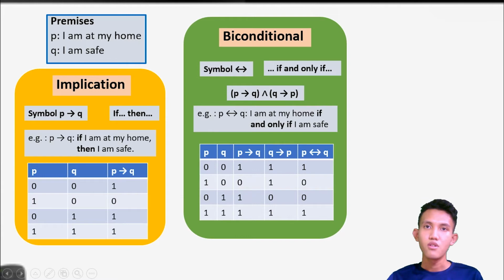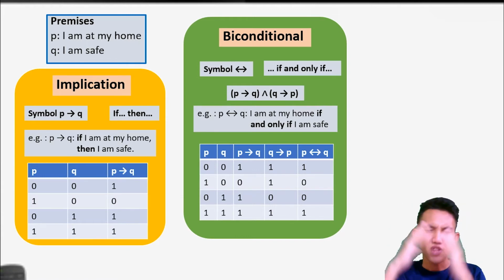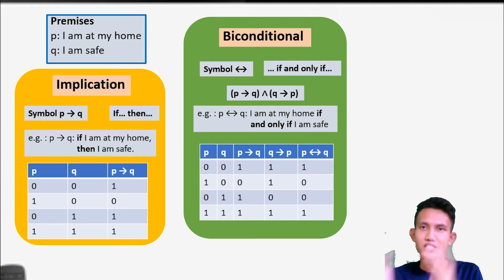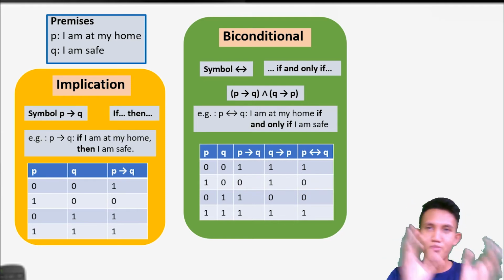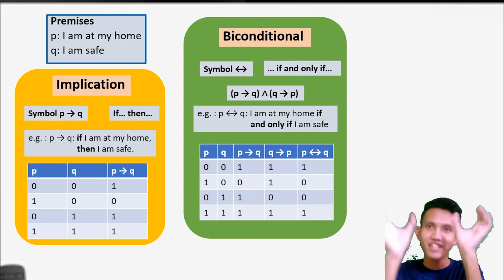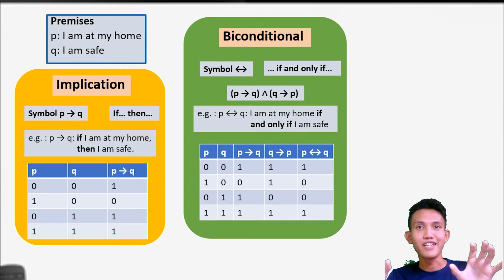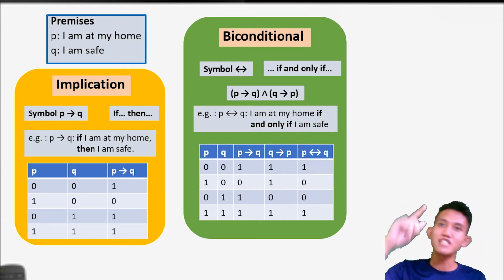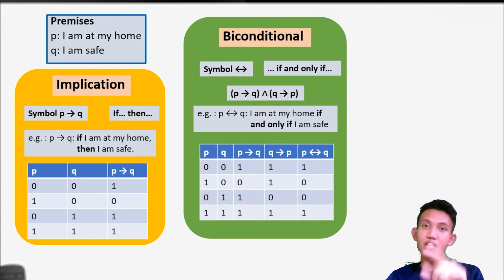P0, Q0, we got 1. If you cannot imagine how 0 0 equals 1, we can spread the statement into two statements: P implies Q and Q implies P. If P and Q are 0 0, P implies Q is 1 and Q implies P is 1. So P biconditional Q is 1.